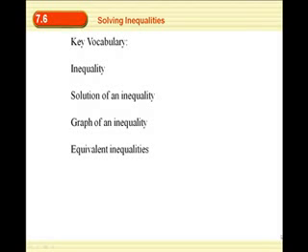This is 7.6, page 366 in your book for the 7th grade. Write that up there, page 366. So we're going to solve inequalities in this.